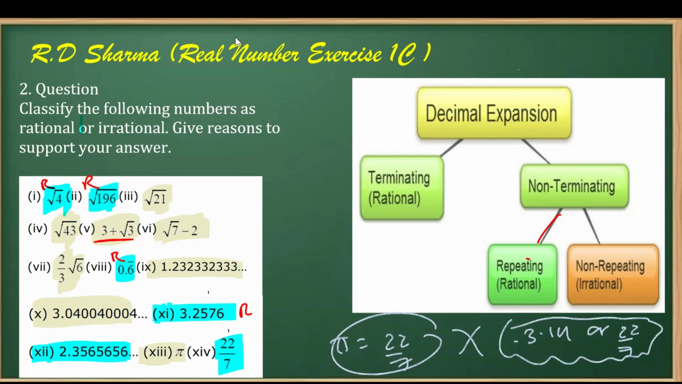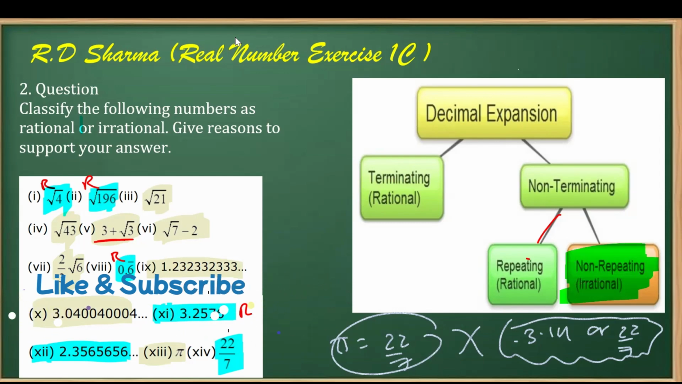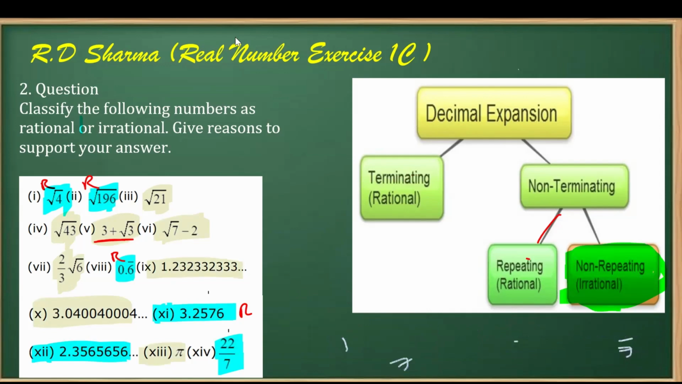The value of pi is non-terminating, non-recurring. One more time, pi's decimal expansion is non-terminating, non-recurring, and that's why we say it's an irrational number. So this is how we have done these questions.